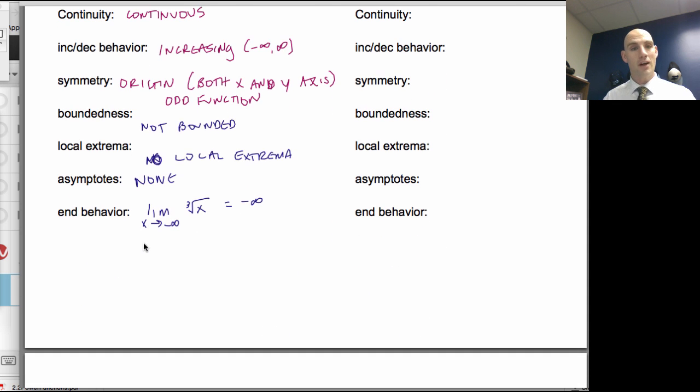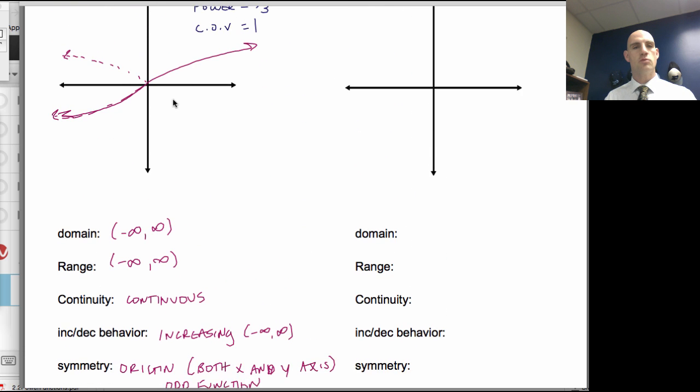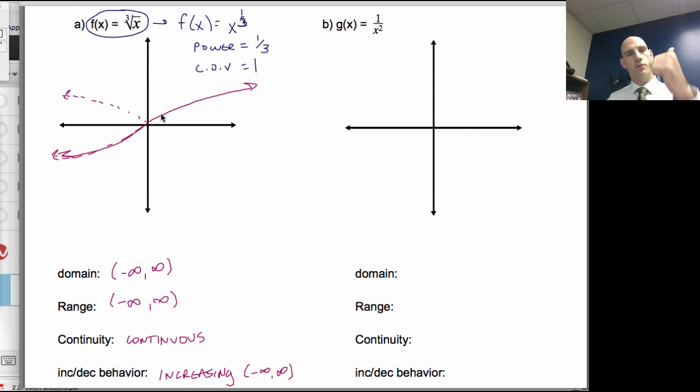We want to talk about the other end as well. So the limit as x goes to infinity of the cube root of x is equal to infinity. And this is where we have to have an understanding of domain, we have to have an understanding of range, and we need to have an understanding of this end behavior. So as the limit, what's the highest limit as x goes to infinity?